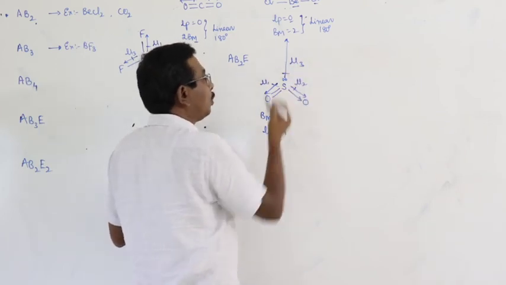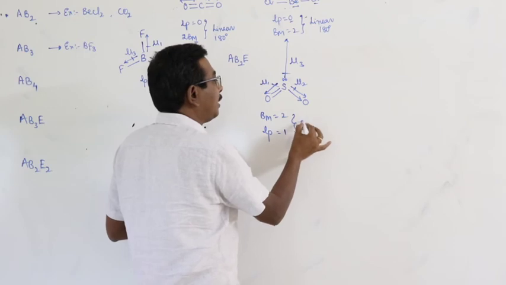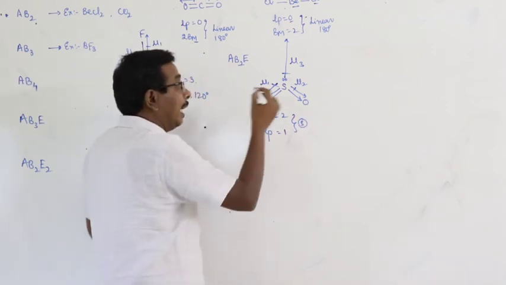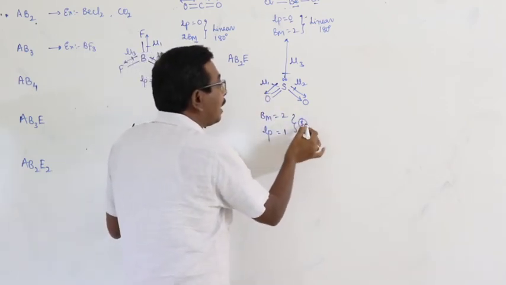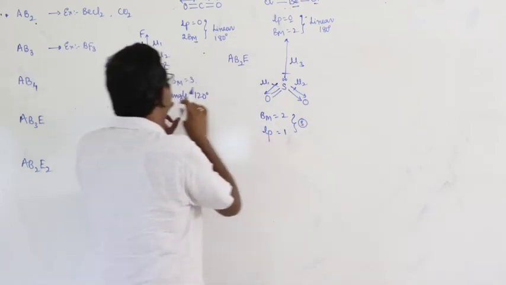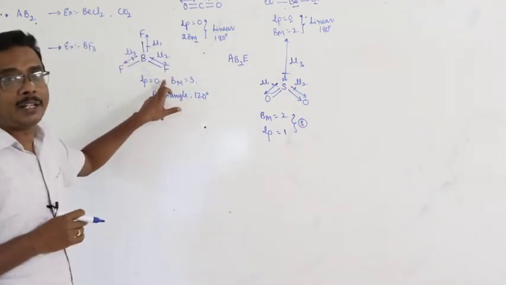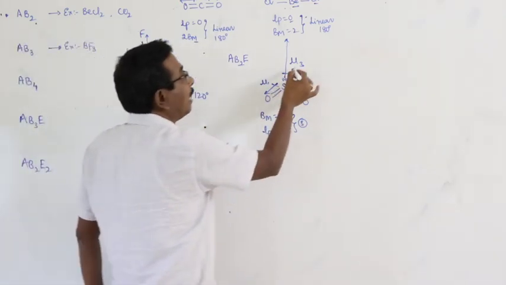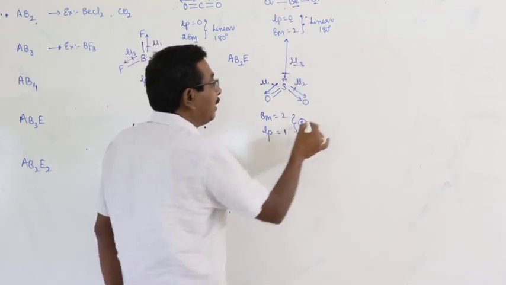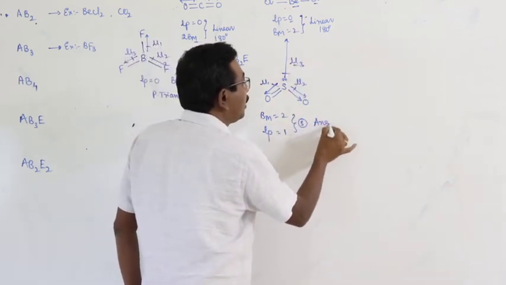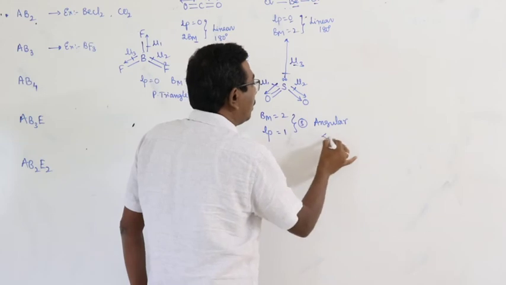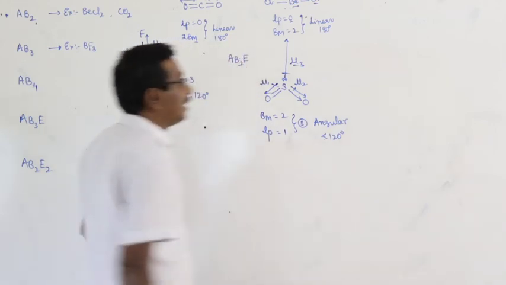One bond moment is due to the lone pair. And here, based on the number of bond moments, the shape of the molecule is expected to be planar triangle. But due to the availability of the lone pair, the shape of the molecule is changed to angular and the bond angle is less than 120 degrees.